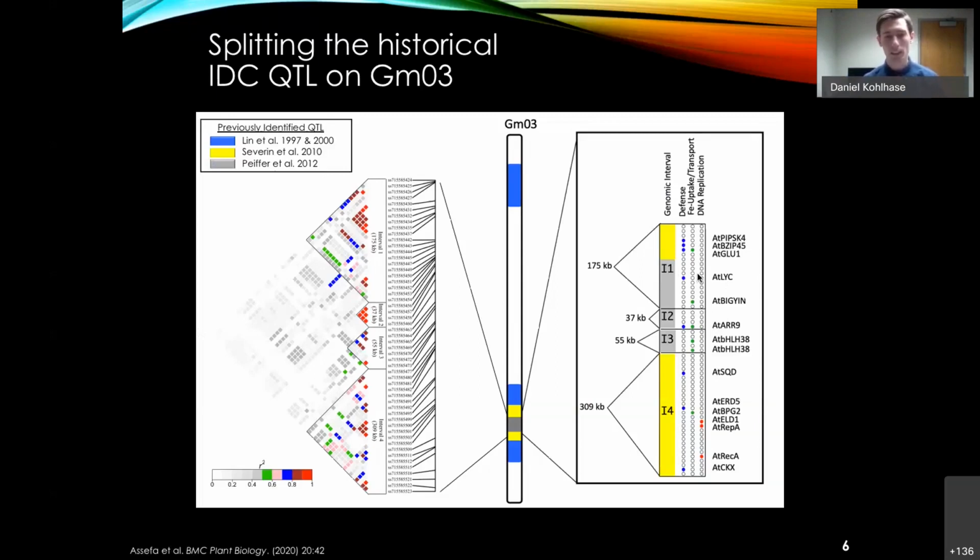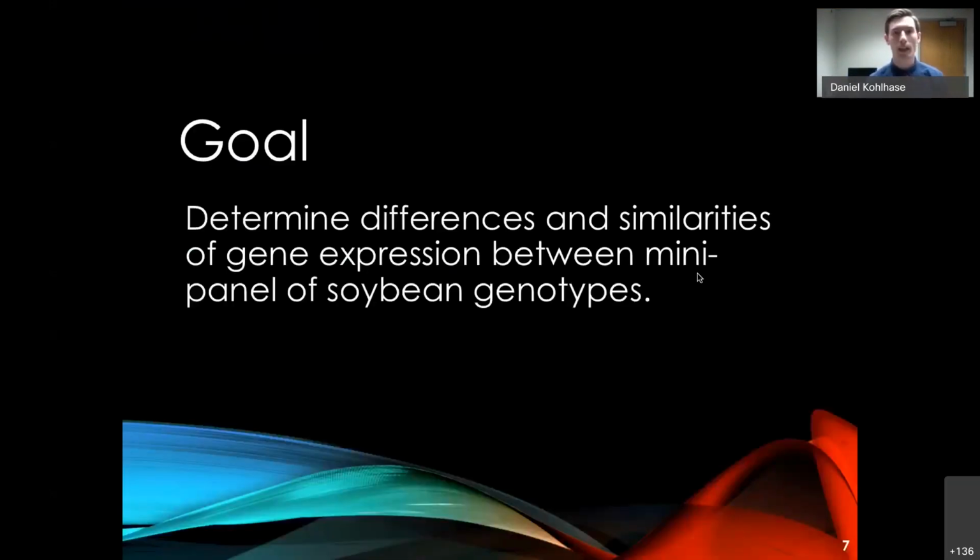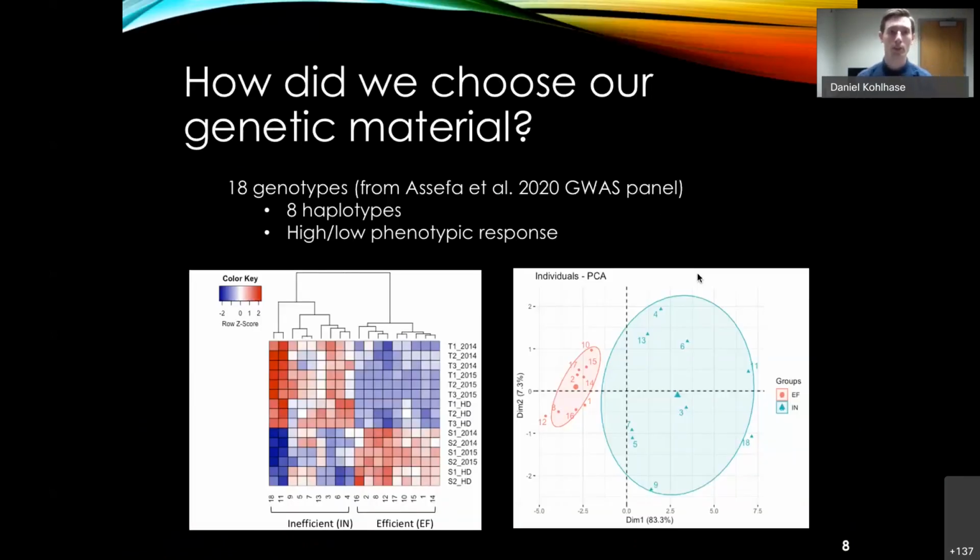So using that thinking and building off of this GWAS study, what we wanted to do was look and see if there were differences or similarities that we can find in the gene expression between a mini panel of soybean genotypes. Because as I previously mentioned, a lot of our knowledge is based on Clark and isoclark, 2 isogenic lines. And so we can't really assume that this applies to all the germplasm.